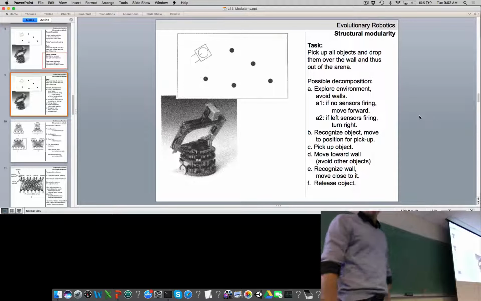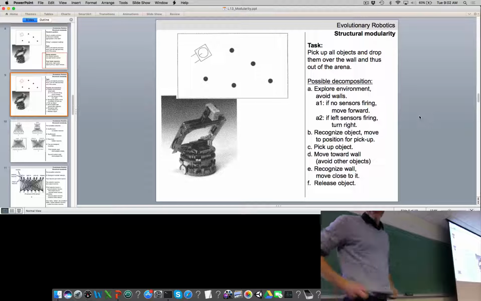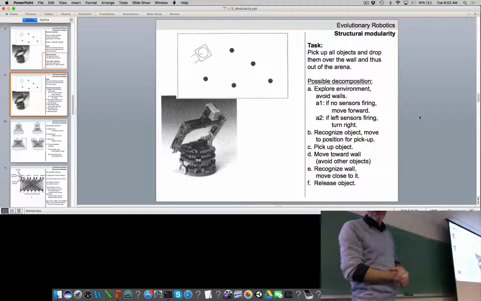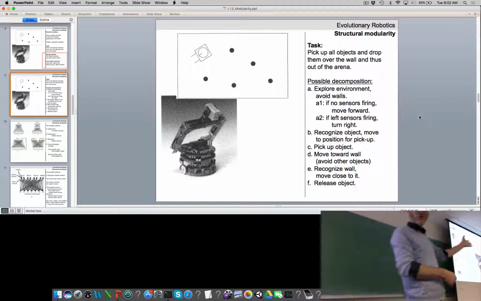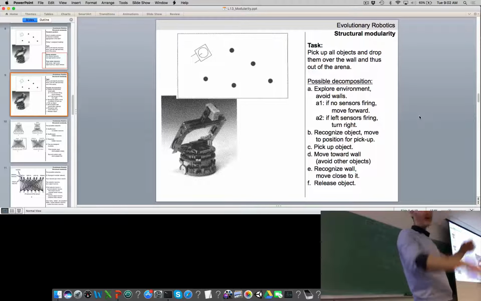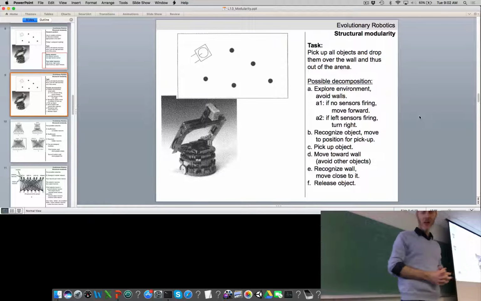So first one is if there's nothing inside your gripper, explore the environment but don't bump into walls. Drive around maybe at random, or if no sensors are firing, move forward. If the left sensor fires, turn right, and there should be A3 here, which is if right sensor fires, turn left. Does that remind you of any robot you've seen before? It's a Braitenberg vehicle, right? So if you're not holding anything, act like a Braitenberg vehicle, right? Drive around for a while.